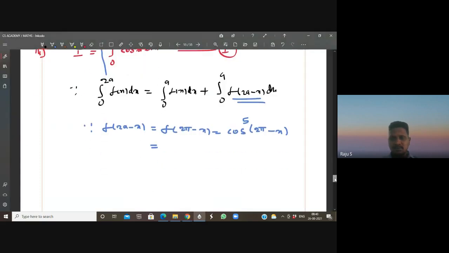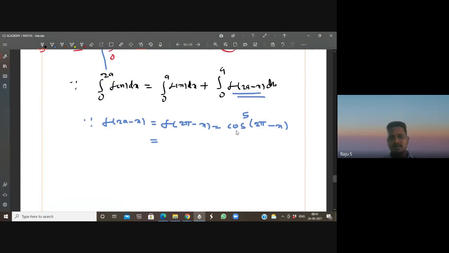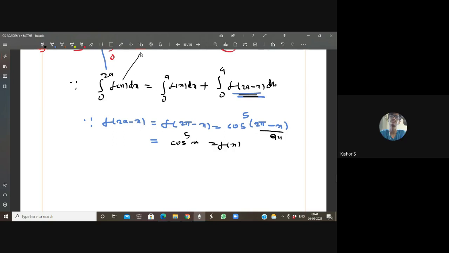360 minus theta, 360 plus theta, 180 minus theta, 180 plus theta: we will get the same function for the input, whatever we give. Then which quadrant does this belong to? Quadrant 4. In quadrant 4, cos is positive, then cos power 5 is also positive, right? So this is cos power 5x. Finally, f of 2a minus x is clearly equal to f of x, where I am taking f of x as cos.